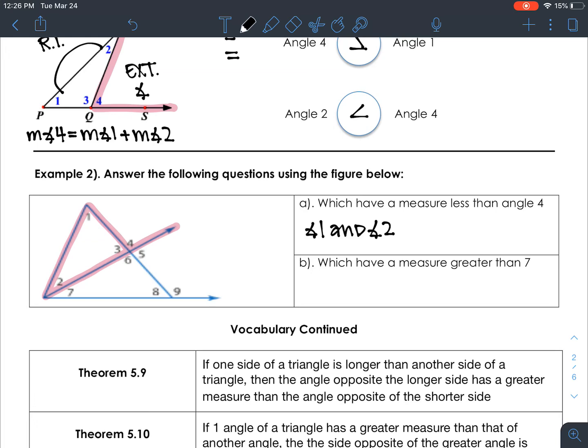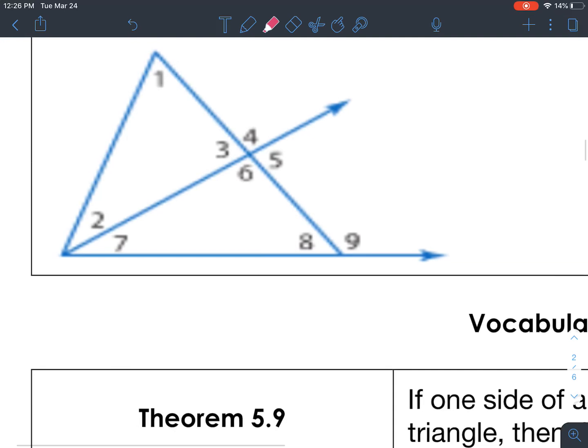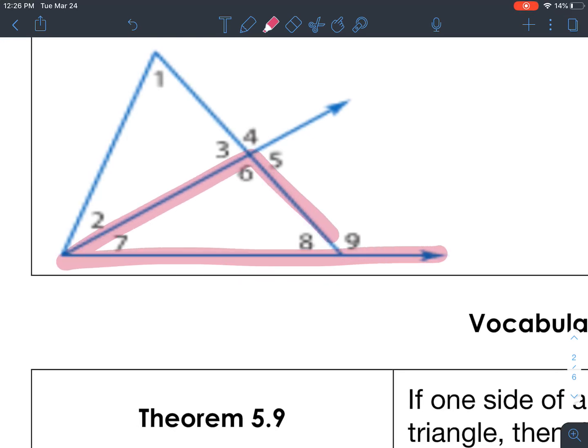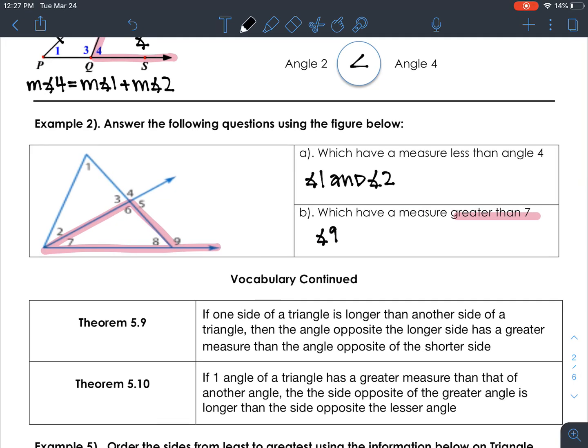On part B, we're switching directions. We're now asking which angles have to have a measure greater than angle 7. Once again, we're not talking about obtuse or acute. We're using our theorems. I'm going to highlight this triangle right here. Angle 9 is the exterior angle in this figure, in comparison to the two remote interior angles, which are 6 and 7. So angle 9, because it's the exterior angle, has to be bigger than angle 7.